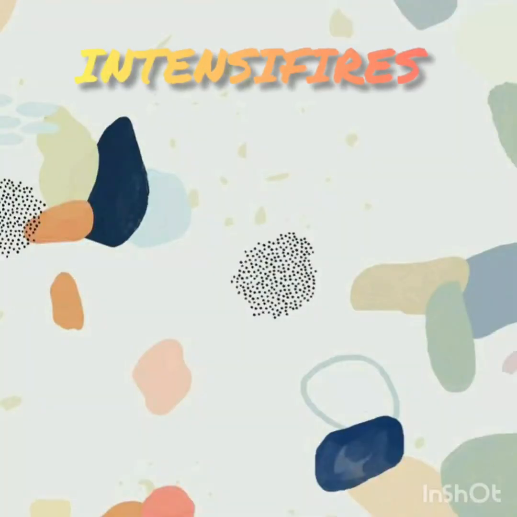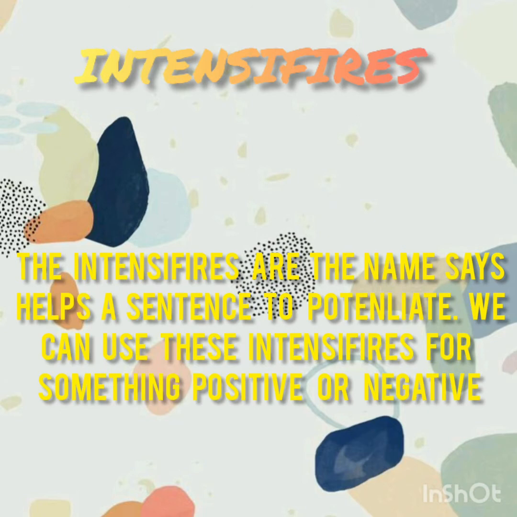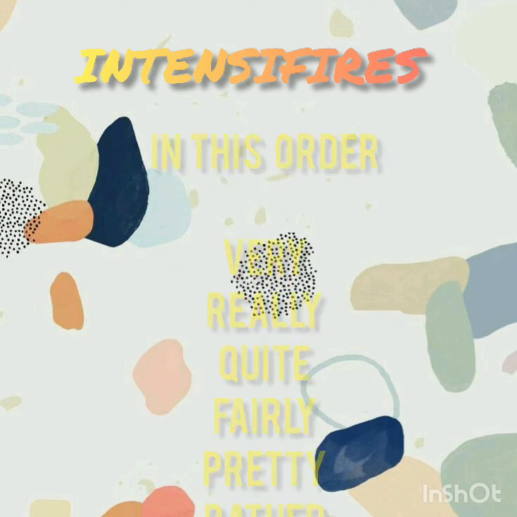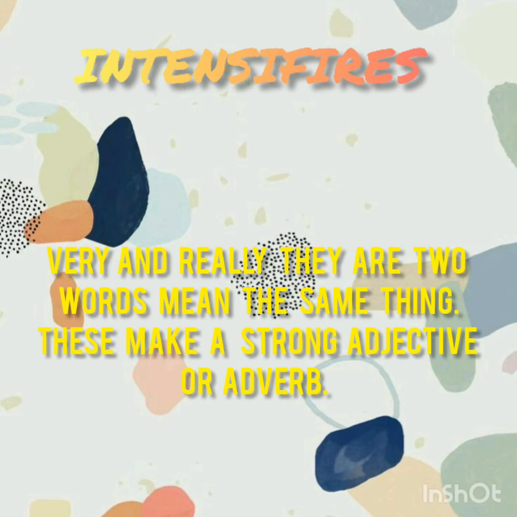This theme is about intensifiers. Intensifiers, as their name says, help to strengthen a sentence. We can use these intensifiers for something positive as well as something negative, in this order: very, really, quite, fairly, pretty, and rather. Very and really are two words that mean the same thing. They make a strong adjective or adverb.